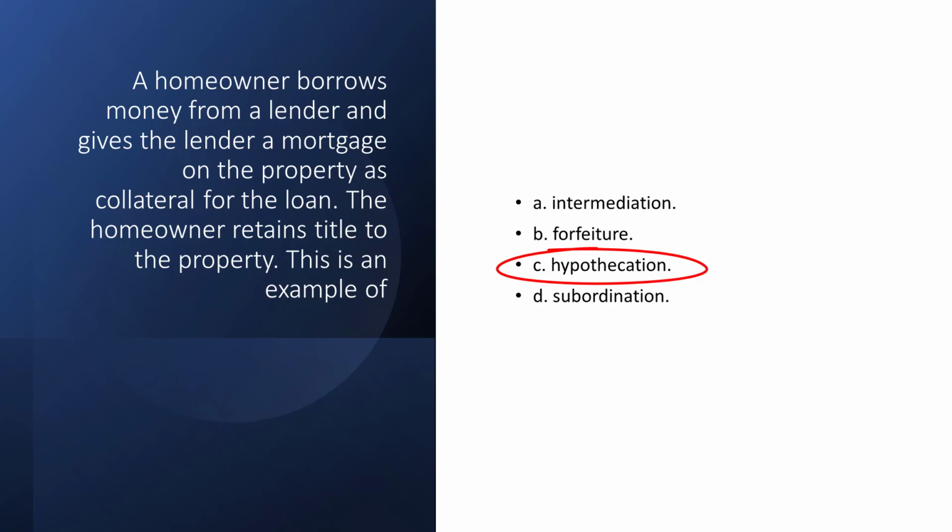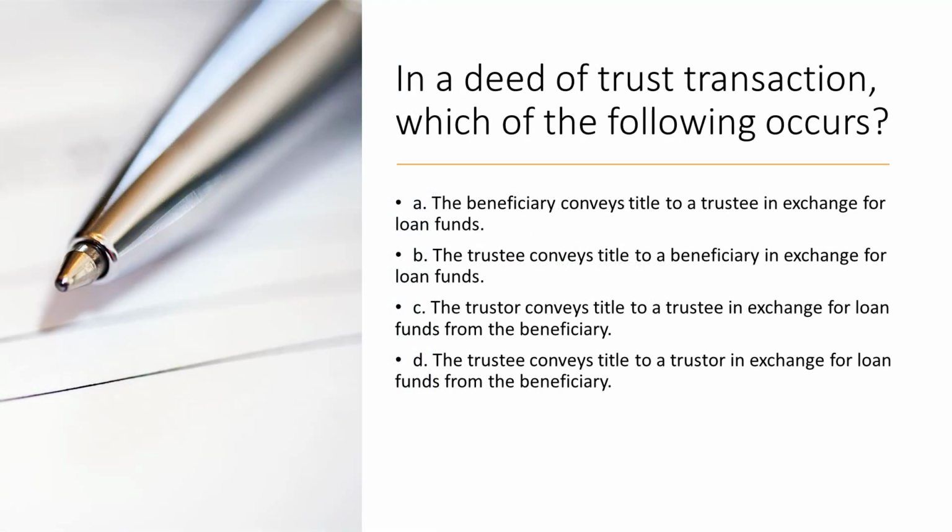Question number 8. In a deed of trust transaction, which of the following occurs? A. The beneficiary conveys title to a trustee in exchange for loan funds. B. The trustee conveys title to a beneficiary in exchange for loan funds. C. The trustor conveys title to a trustee in exchange for loan funds from the beneficiary. D. The trustee conveys title to a trustor in exchange for loan funds from the beneficiary.